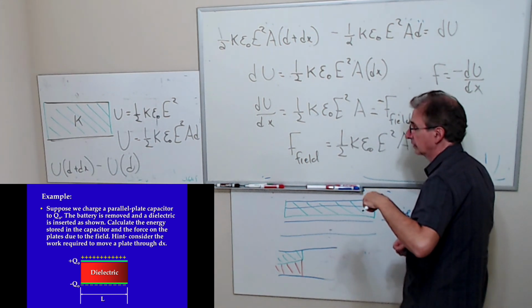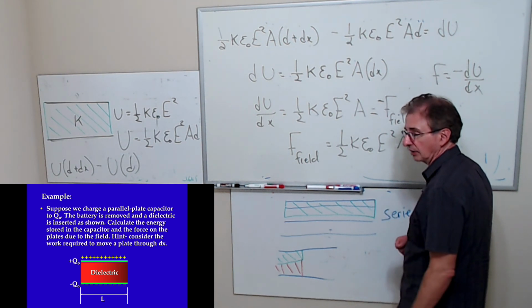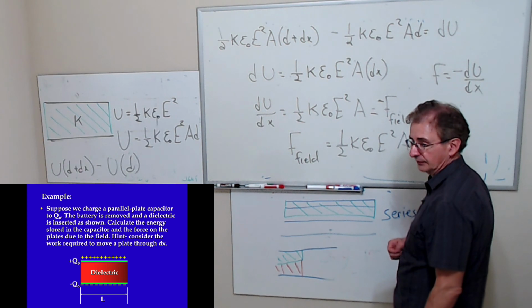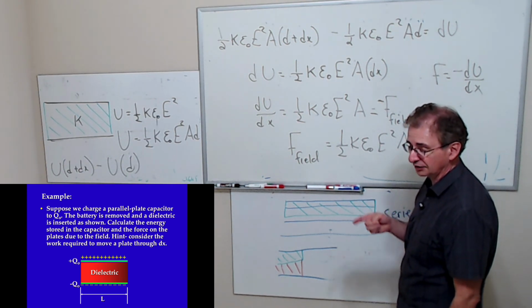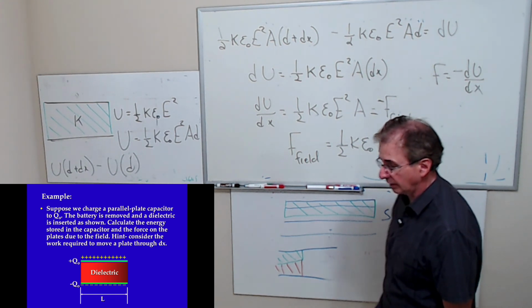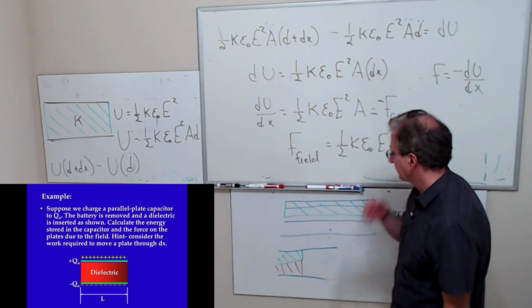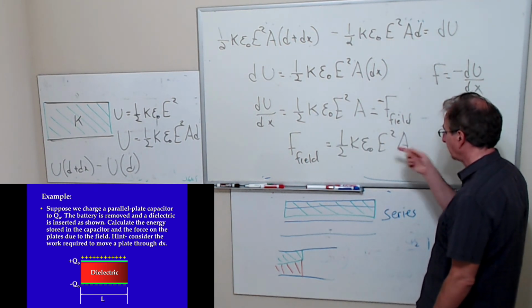So if I pull it up a little bit, the field is going to try to pull it down. So this is the force on the plates. The force on the plates is downward. The plates are attracted to each other. Okay? That's how we calculate the force.